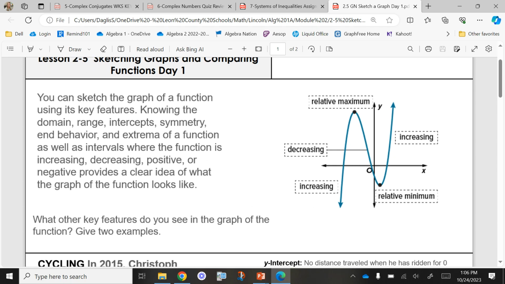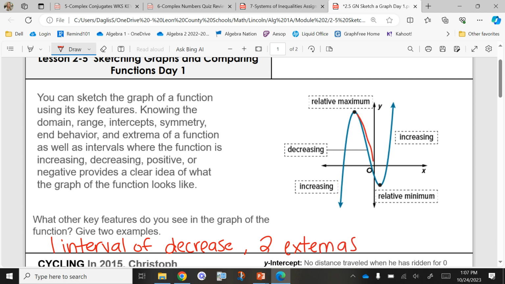What other features could we pull out of this graph that you see? What else could you tell me about it? There's one interval of decrease. Tell me something that's not labeled though. So how many extremas are there? Two. There's two extremas. Good, that's another one. What's the first one saying? One interval of decrease. So it showed me where it was decreasing.